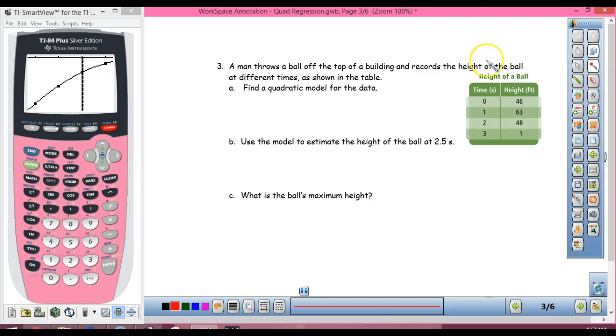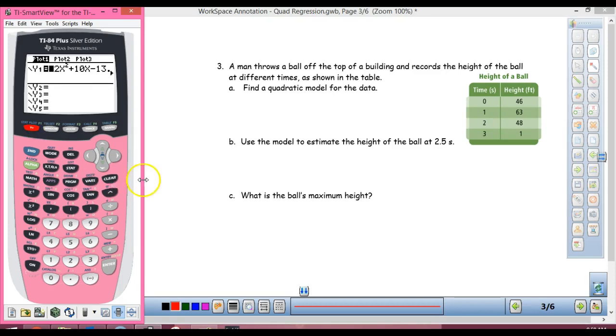Alright, so we have a new deal. We've got height of ball. So what am I hitting? What's the first thing I have to do? I have to clear the y equals. So go to y equals and hit clear. Then what? Hit stat and enter. And I can clear my lists.